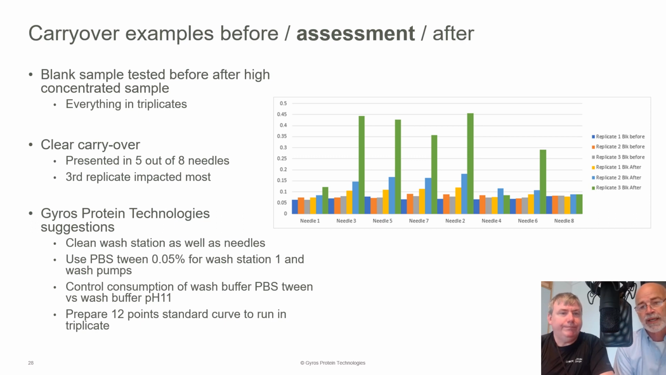And so in this case, you can see that for needles 3, 5, 7, 2, and 6, there was a clear high carryover, which suggested that there are some carryover problems happening. Yeah, and what Gyros suggested was to clean the wash station, use PBS tween for wash station 1 and wash pumps, control the consumption of the wash buffer PBS versus wash buffer pH 11, and prepare 12-point standard curves to run in triplicate to investigate.